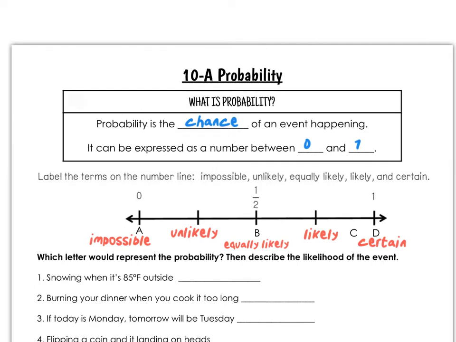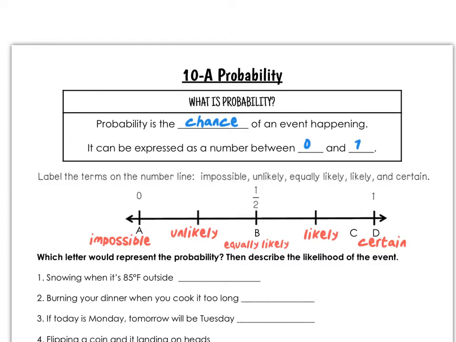Anything that has a probability between 0 and 1/2, we say it's unlikely. If the probability is 1/2, we say equally likely. If the probability is greater than 1/2 but less than 1, we say the likelihood is likely. And if the probability is 1, then we say it's certain. Pause the video so that you can write everything you see on your screen, and when you're ready to continue, press play. Please pause now.